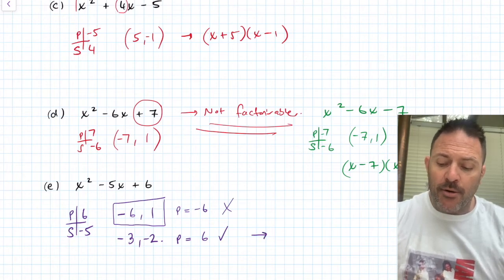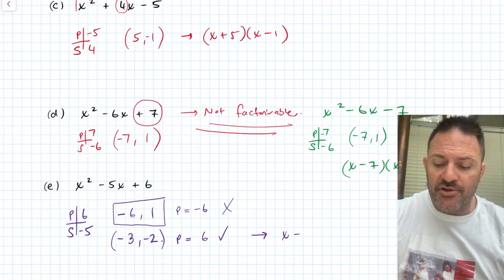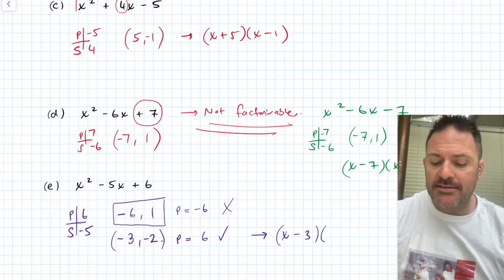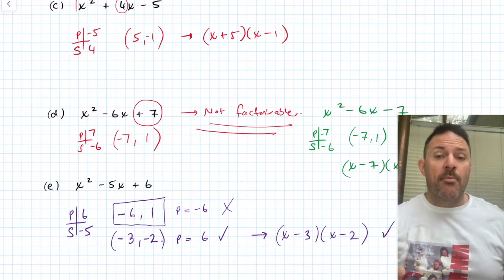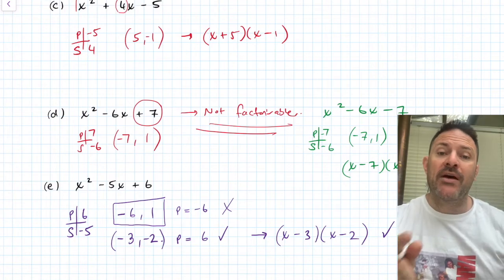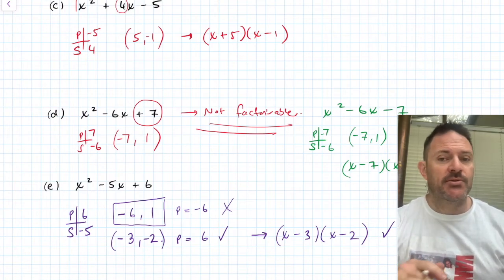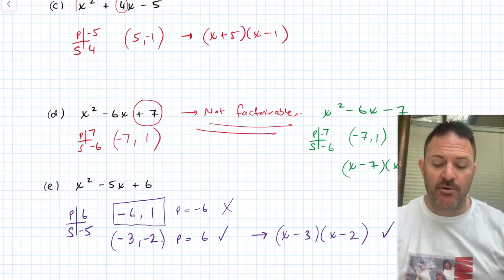But now I've got my combinations. I've got the minus 3 and the minus 2. I'm going to put it straight into my brackets, x minus 3, x minus 2, and that works perfectly. But remember, we can only do the quick method if we have a monic, if we have a 1x squared. 2x squared, like next lesson? No, we have to split the terms and factorize a long way.